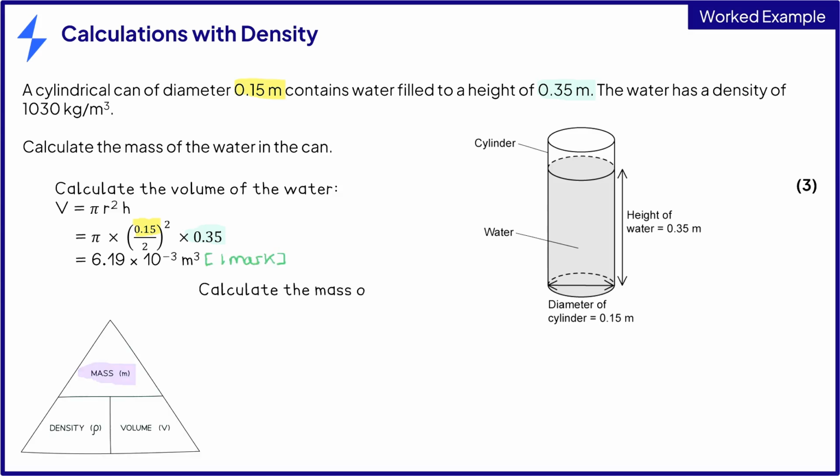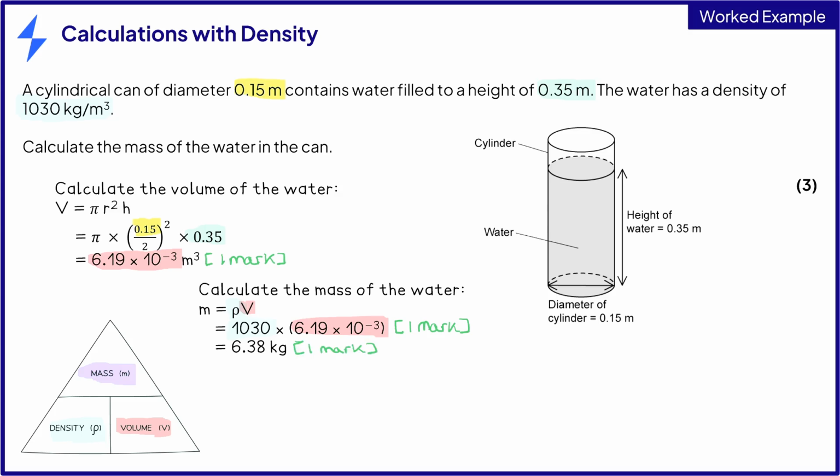You may want to use the formula triangle for the density equation to calculate the mass of the water. Mass is equal to density times volume. This equals 1,030 times 6.19 times 10 to the power of minus 3 for the second mark. So the mass equals 6.38 kilograms for the third mark.